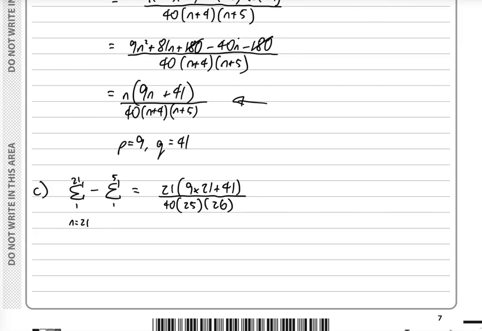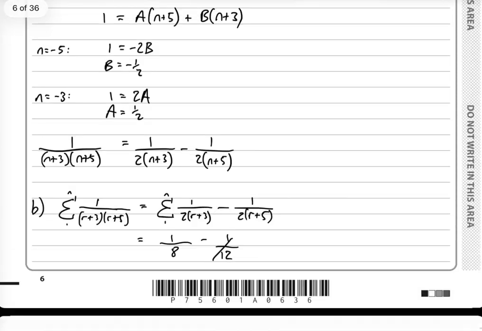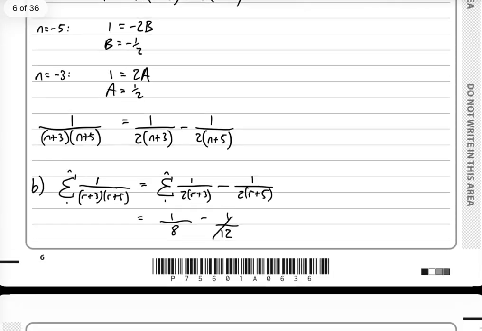We're going to do the same thing here with n is equal to 5 and subtract. So we've got 5 times (9 times 5 plus 41), divided by 40 times (5 plus 4 is 9), (5 plus 5 is 10). Stick all of that on my calculator, and my calculator tells me the fraction 194 divided by 2925. And there we go. Part C and the question finished.